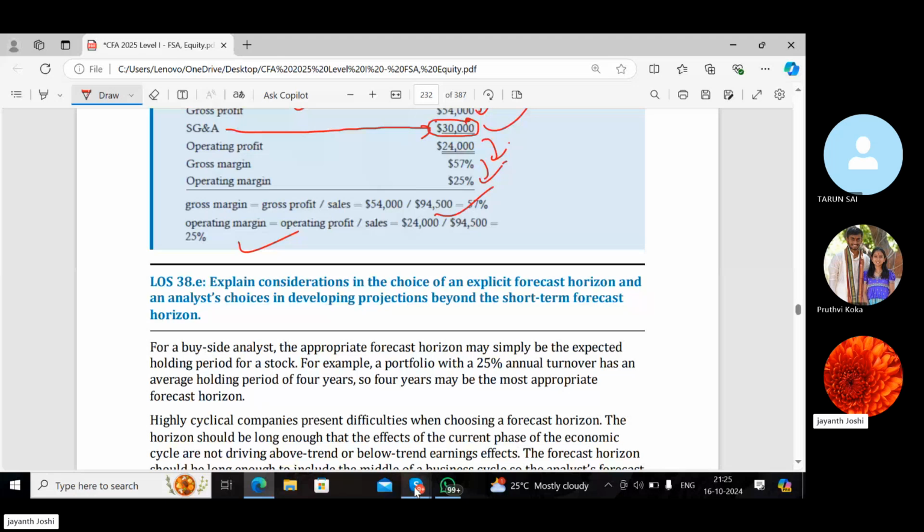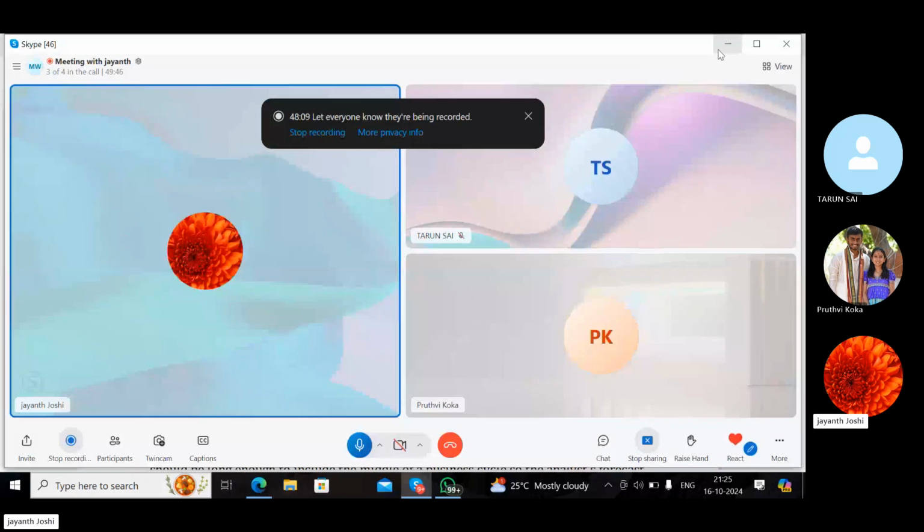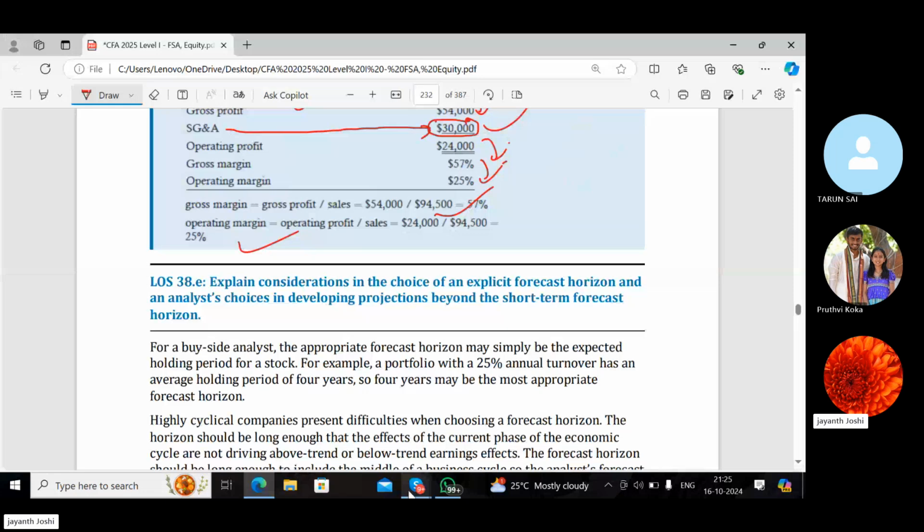Now the last question. See, this particular chapter has everything. They're covering the accounting part, and they are also covering a lot of economics concepts as well, and biases. So: explain considerations in the choice of an explicit forecast horizon. See, an explicit forecast horizon is nothing but taking a long period in which the company has performed very constantly. Constantly it's been performing, constantly it's doing good, and constantly it's growing. An analyst's choices in developing projections go beyond the short-term forecast horizon. Horizon is nothing but time period. Short term is for a short span of time, and an explicit forecast horizon can only be for a long period of time, because a firm can be stable only in longer periods.